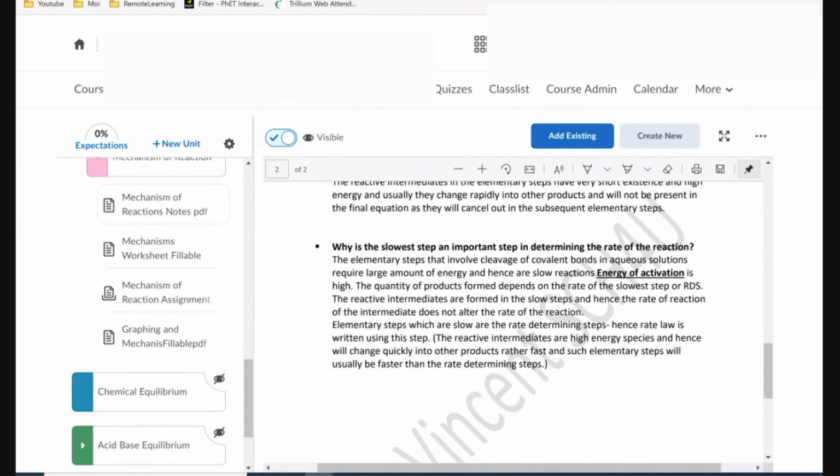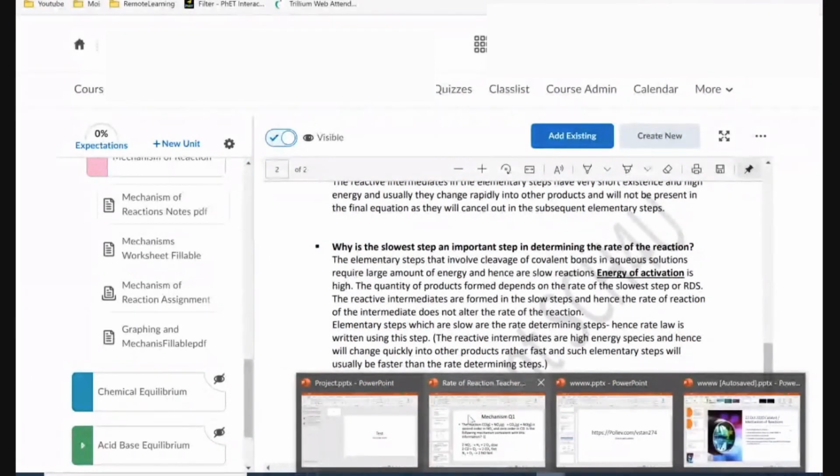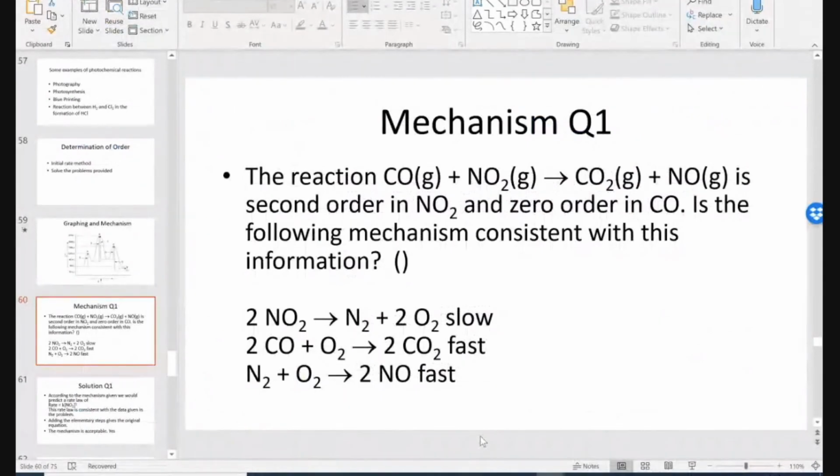So these are some ideas that you have here, which you can actually look at while predicting mechanism of reaction. So we will look at the simple problems that are given here and see what it means. So here we have the reaction carbon monoxide and nitrogen dioxide giving you carbon dioxide and nitric oxide is second order in NO2 and zero order in CO. Is the following mechanism consistent with the information?